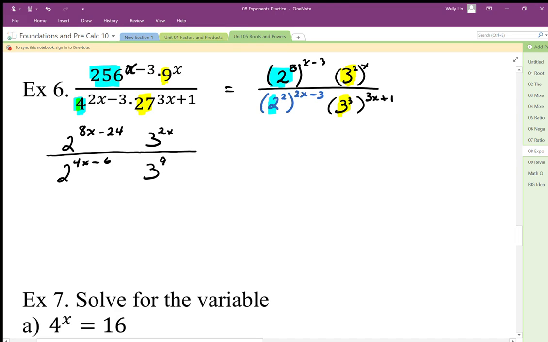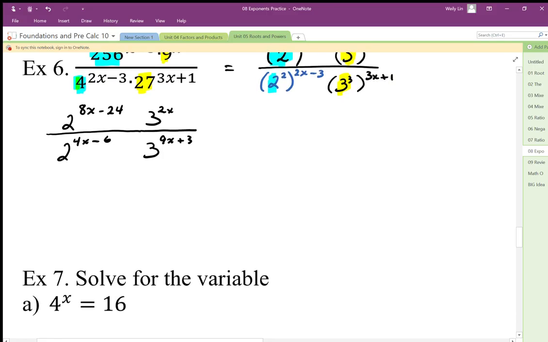So we have 3 times 3, and 3 times 1. And then we can combine these exponents, the base 2, so I end up with 8x, and I take away 4x, so I'm left with 4x. I've got divide by 2 to the 4x minus 6, which really means multiply, so I'm going to take away 6 because it's going to cancel. This is really times because it's divide in the denominator.